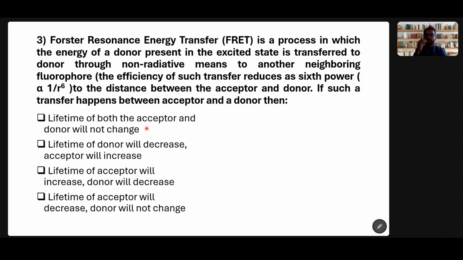So FRET is a process, third question, FRET is a process in which the energy of a donor present in excited state is transferred through non-radiative means to another neighbor fluorophore. The efficiency of such transfer reduces with the sixth power of the distance between the acceptor and donor. If such a transfer happens between acceptor and donor, then what happens? So this is a purely theoretical question where you already know that the lifetime of the donor will not increase and the lifetime of the acceptor will increase. So the correct option is option B.